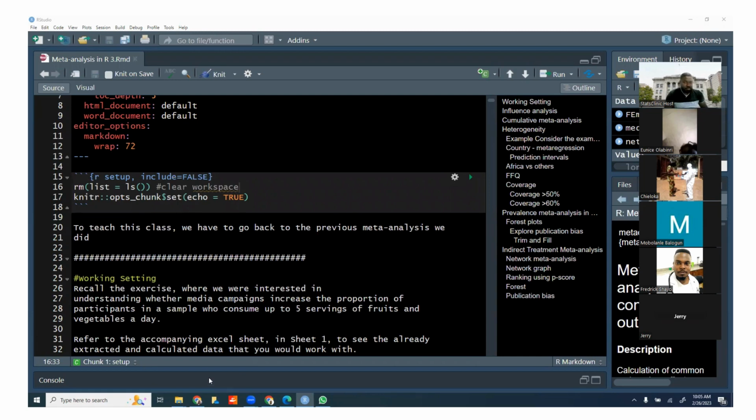We have a fairly ambitious agenda. So first of all, we'll go through meta-analysis in R, the third section of it, and that includes questions like influence analysis, cumulative analysis, as well as heterogeneity. Then we will introduce prevalence meta-analysis.